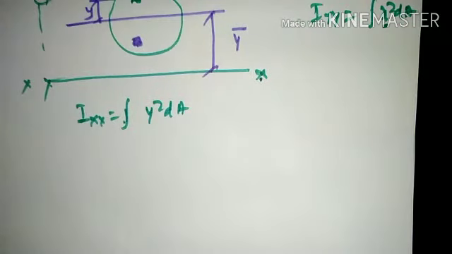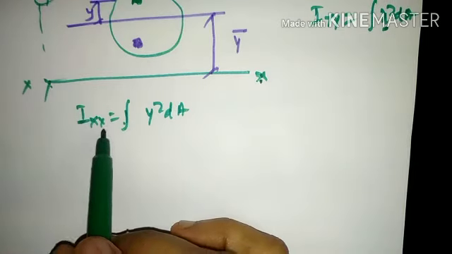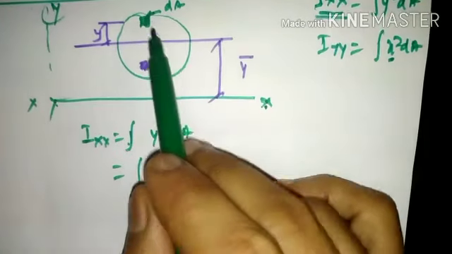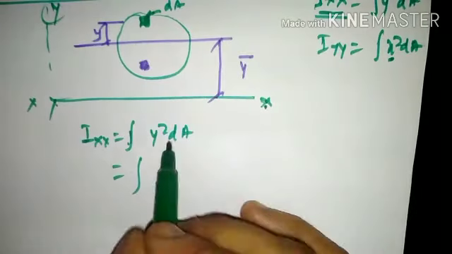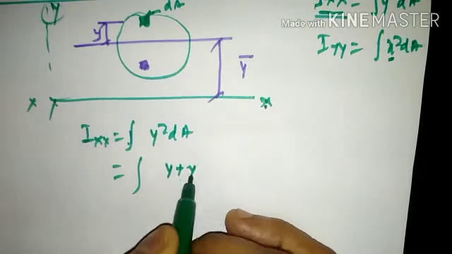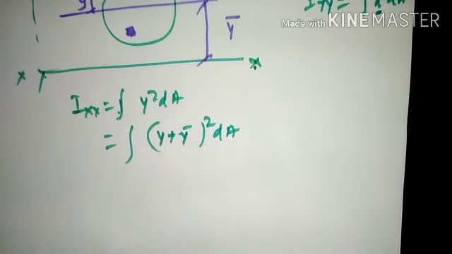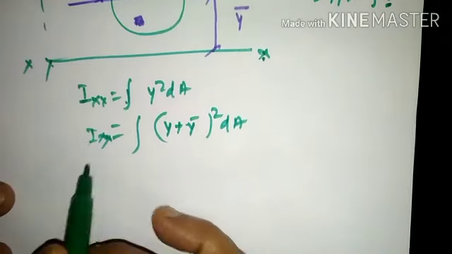Now this y square is nothing but the total perpendicular distance that needs to be considered with respect to the x-axis, which will be integration. The total distance of this particular elemental area with respect to x would be y plus y bar. So substitute the same y plus y bar, the whole square, dA. So this is the moment of inertia with respect to the x-axis.